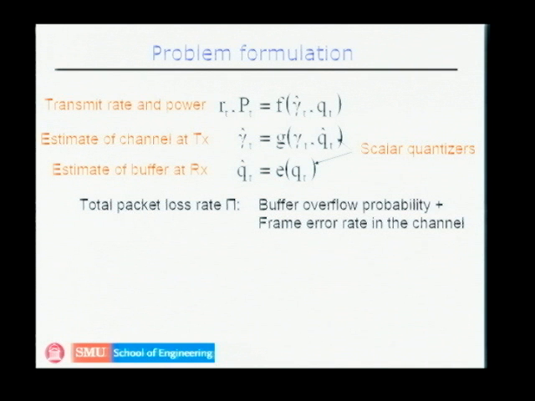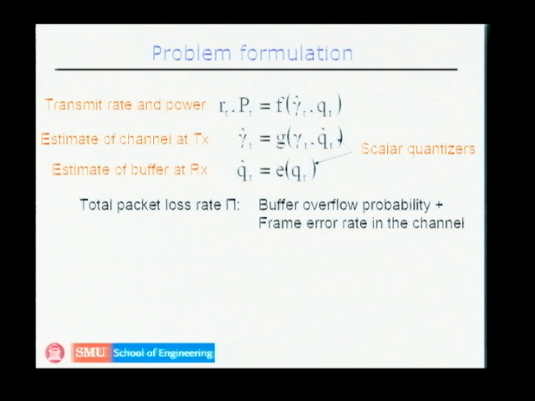As I mentioned before, there are two types of packet losses that occur. One is buffer overflow. For instance, if you have a buffer of size 5 and it already has 4 packets in and you get more packets, it's going to overflow. And the other is the frame error rate in the channel. So there are two possible places where it can happen.